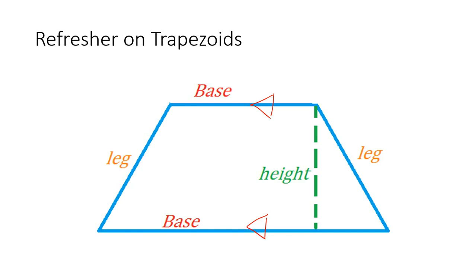The other parts that connect the bases are called your legs. We won't be using the legs very much. In our area formula, we don't even use the legs at all. The other part you need is the height, the distance from one base to another. It creates a little 90-degree angle, and we want to know how far apart the two bases are.